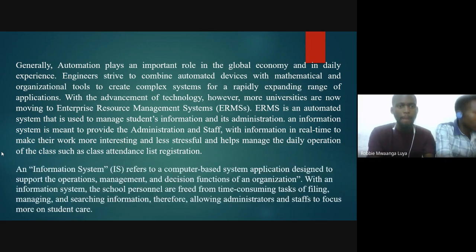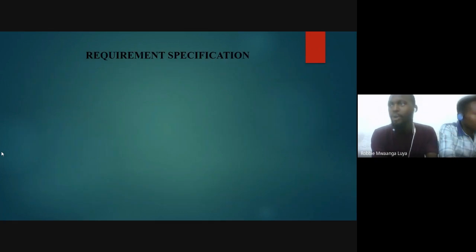and list registration. An information system refers to a computer-based system application designed to support the operations, management and decision functionality of an organization, in this case the School of Computing and Informatics. With an information system, school personnel are freed from the time-consuming tasks of filing, managing and searching information, therefore allowing administrators and staff to focus more on students' care. So we have a system specification.